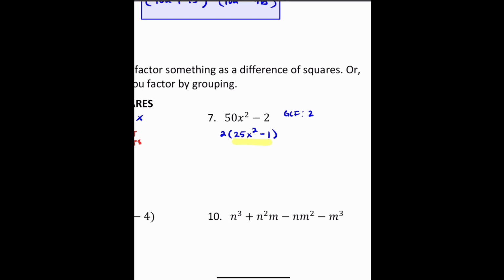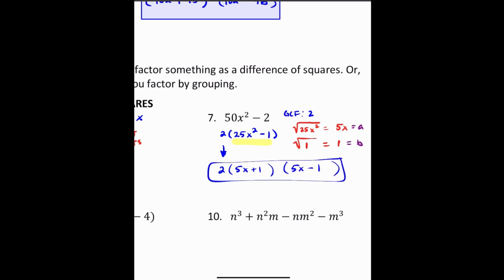So we're going to take the square root of 25x to the second, which is going to be 5x, and we're going to take the square root of 1, which is just 1. So note that 5x is our a and 1 is our b. So don't forget, when we build our answer, we need to have 2, the GCF, to be part of our answer. And then we'll write our parentheses here. So 2 times the quantity of 5x plus 1 times the quantity of 5x minus 1. And that's our answer.